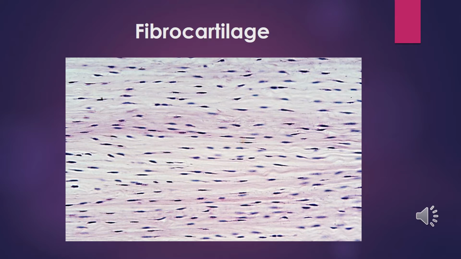Students, this is a photo from a histological specimen after staining with hematoxylin and eosin. Collagen fibers form parallel layers and lie between cells. Cells lie and form lines of cells. And here you can see on the slide that isogenous groups are not present. In fibrocartilage, collagen fibers type 1 predominate.